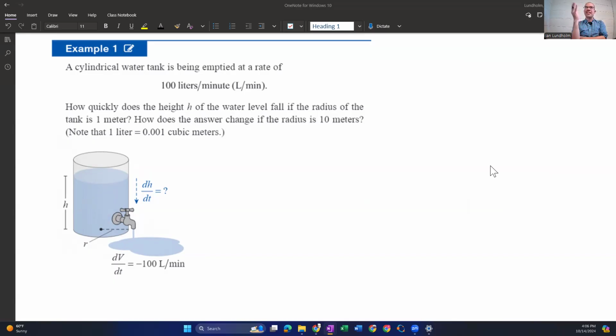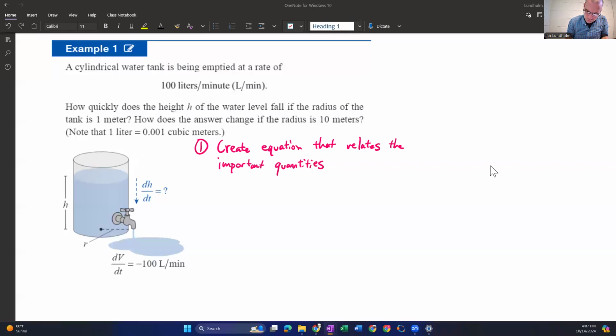Okay, so what's the idea here? Whenever we're starting off with a related rates problem, we want to create an equation that relates the important quantities, especially the quantities that might change.